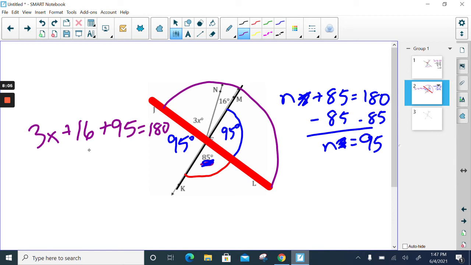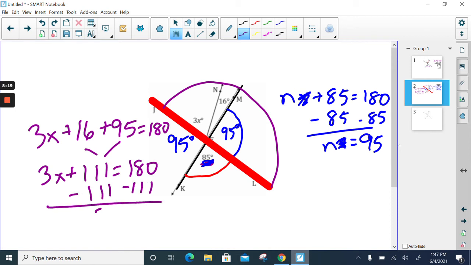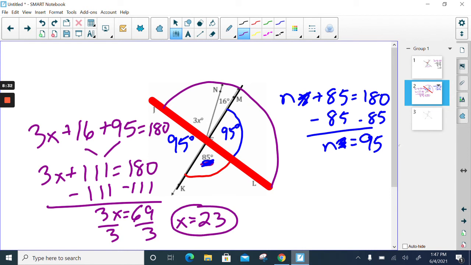Solve this equation, combine my like terms, 3x plus 111 equals 180. Subtract 111. 3x equals, once again, you see this happen again, 69 degrees. Divide by 3. Once again, x equals 23. I'm not going to label that with a degree symbol there because x is a variable as part of the entire angle. But once again, we got another answer of 23 as our value of x.